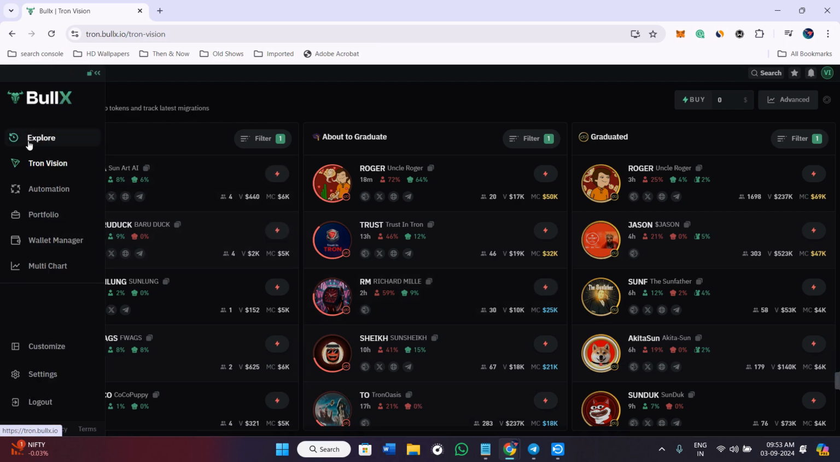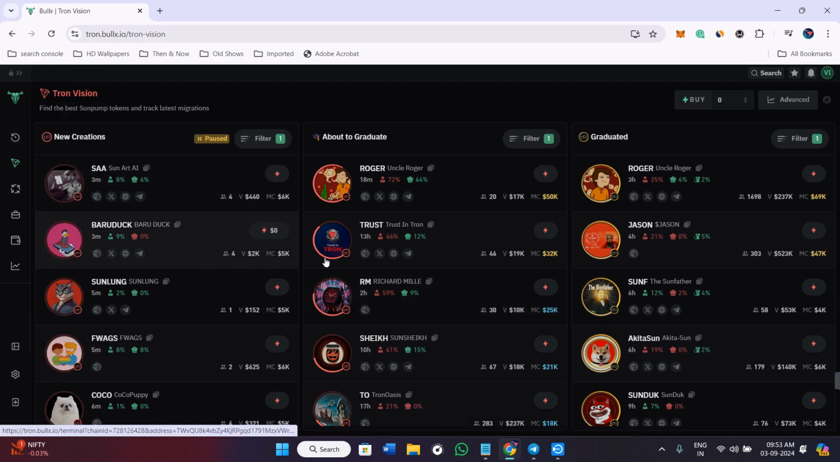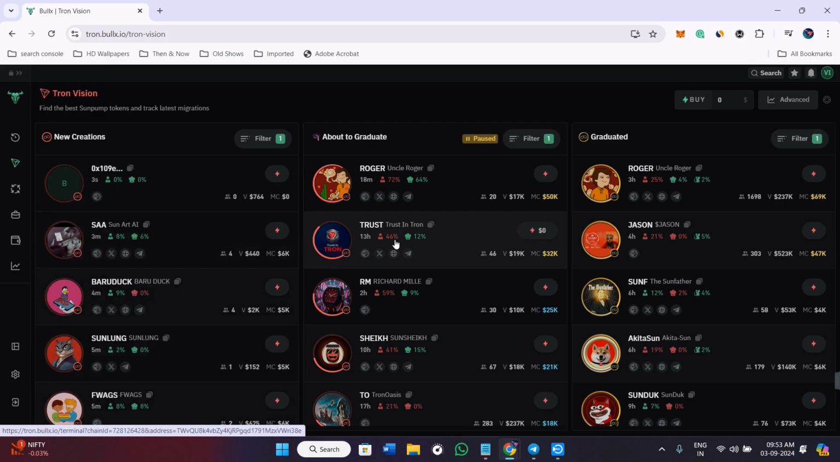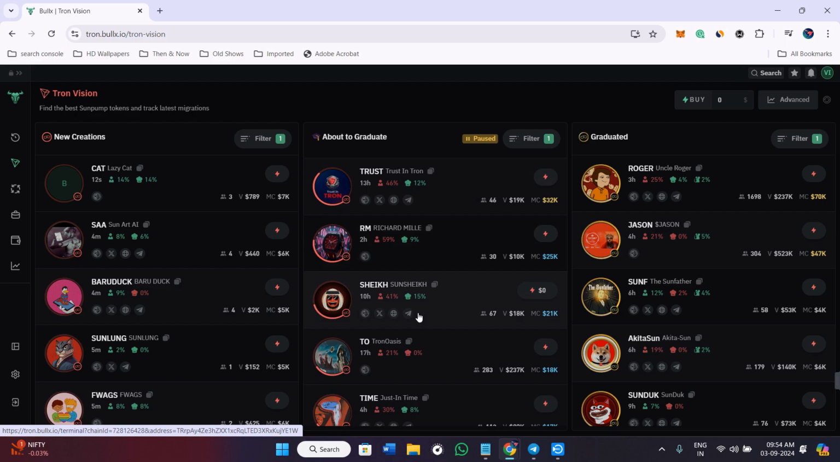So Bullx has recently added Tron meme coins on its platform following its success with Solana and Ethereum meme coins. The addition of the Tron meme coins brings more variety to the meme coins trading market, giving traders new opportunities.